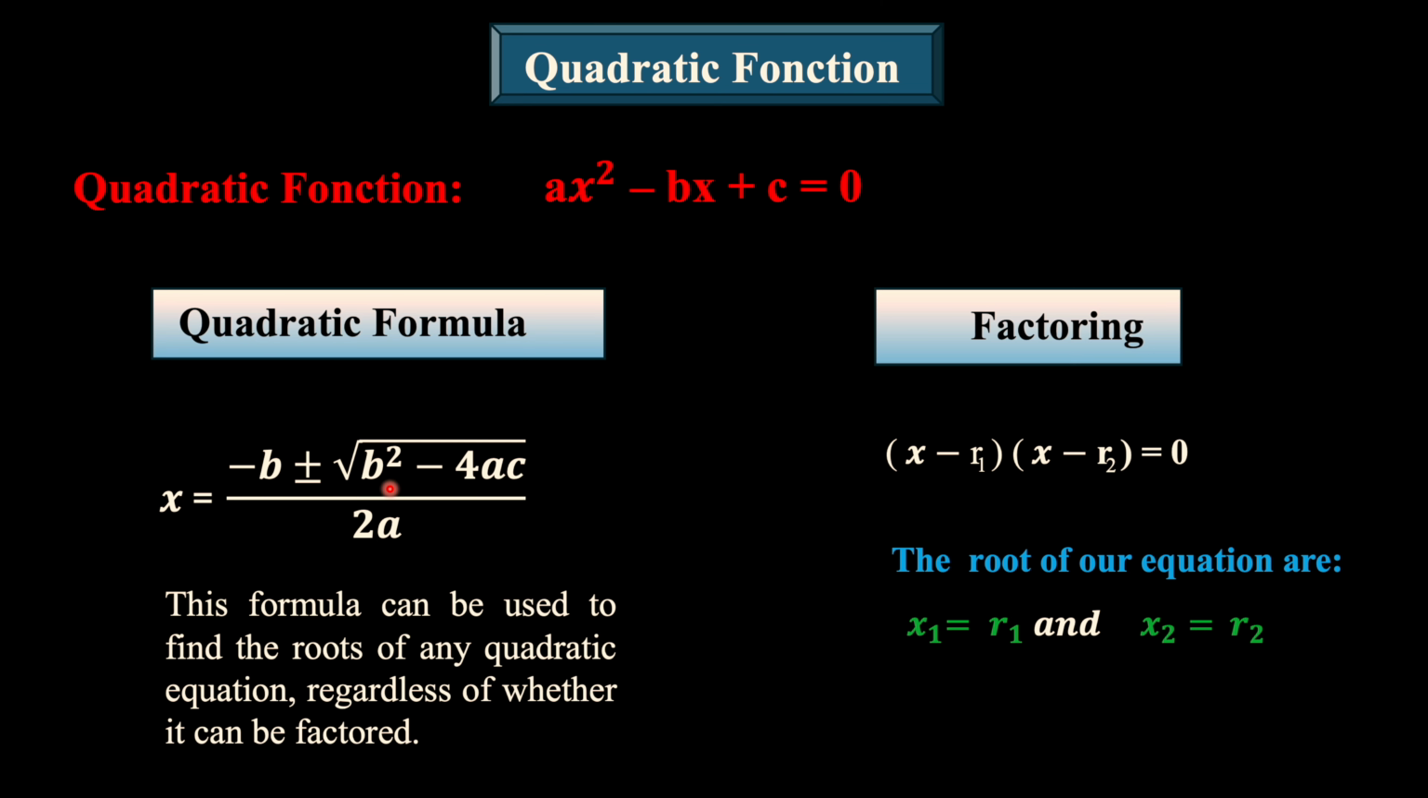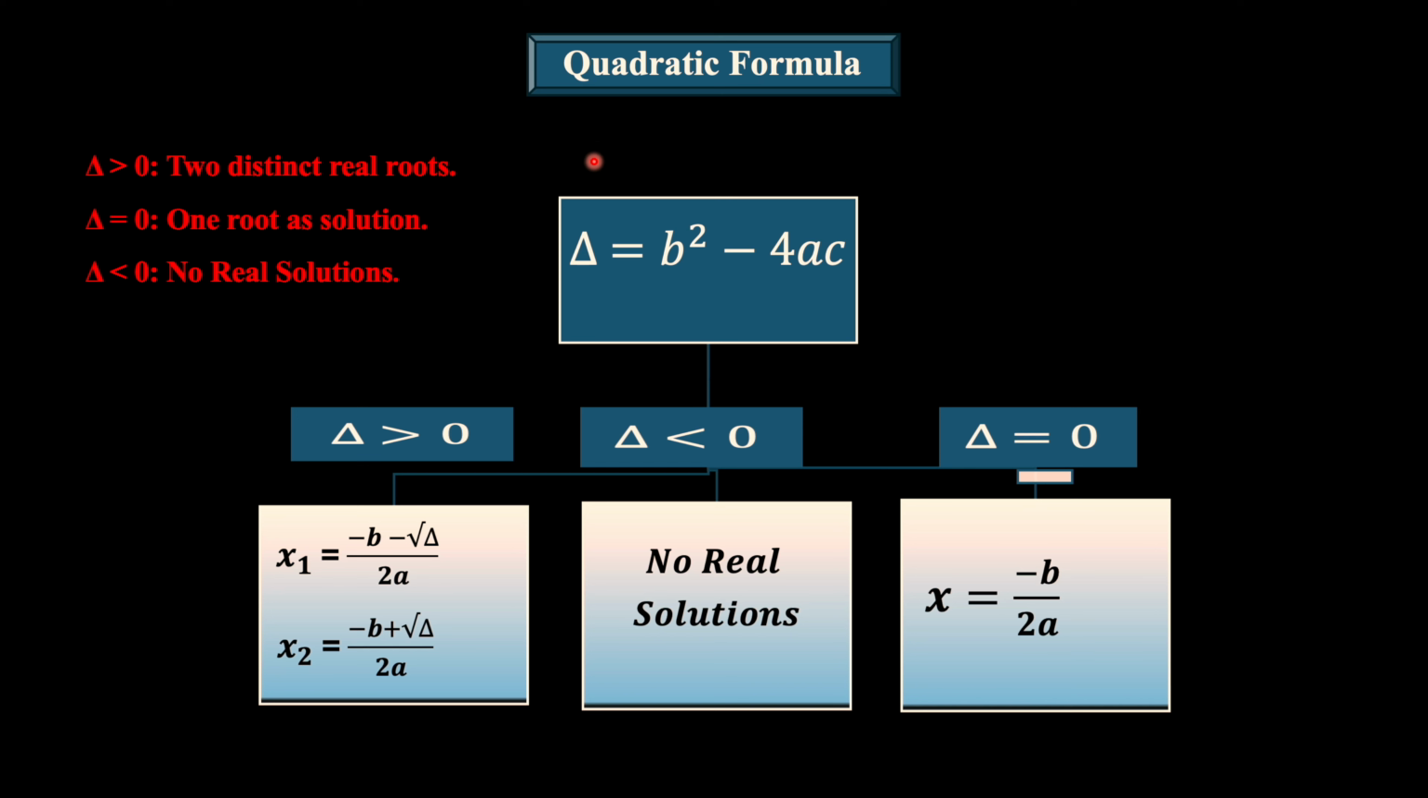Coming to the quadratic formula, we will use this formula. This formula can be used to find the roots of any quadratic equation, regardless of whether it can be factored. Sometimes you will see that you cannot factor this type of equations. So this formula is the best to find the solution for this type of equation. Okay? So coming to the quadratic formula, here we always have delta is equal to b squared minus 4 multiplied by a and c.